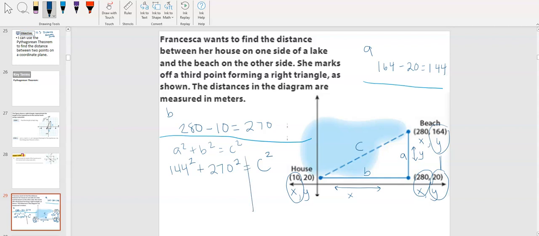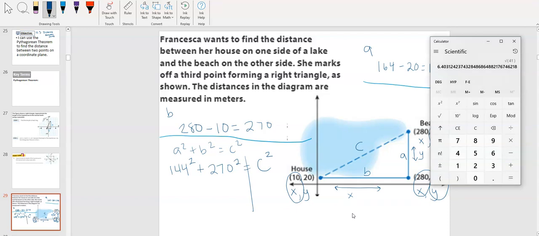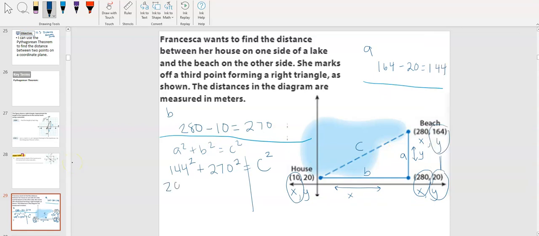I'm going to need my handy dandy calculator for this one because I don't know what 144 squared is. I know the square root, but I don't know what its square is. So it's going to be a really big one. 20, let's write this down.